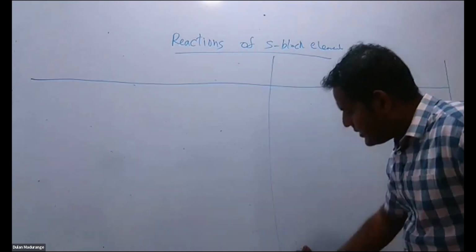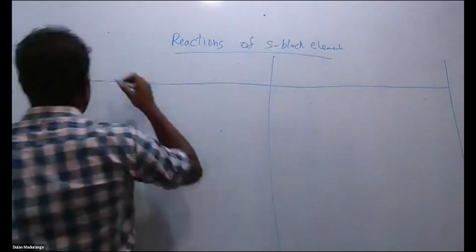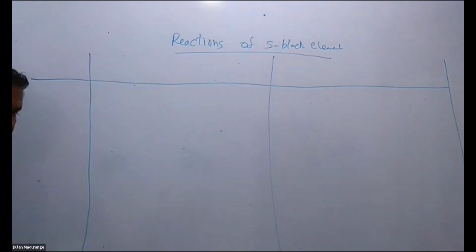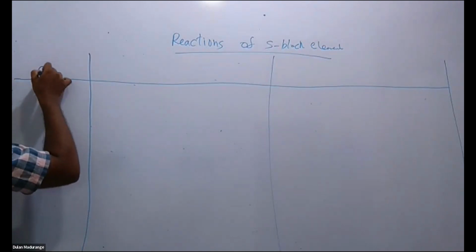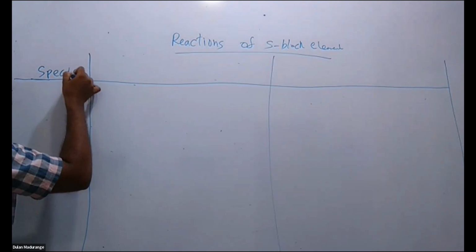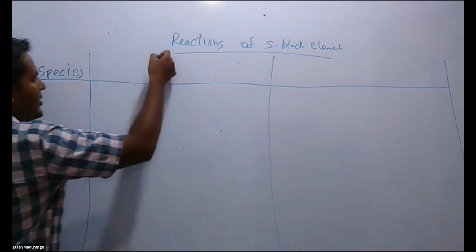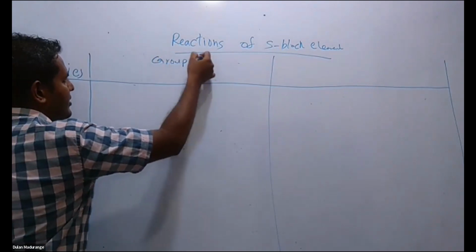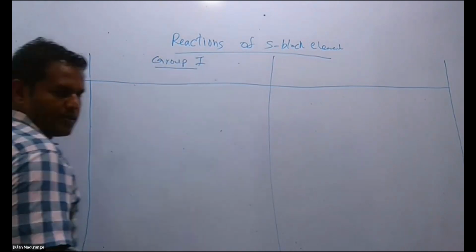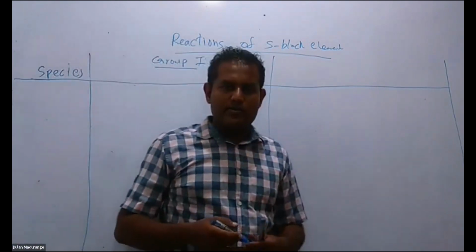Like this. And again like this. And this is the species. And here, group 1 elements. Group 1. Can you take group 1 elements now?